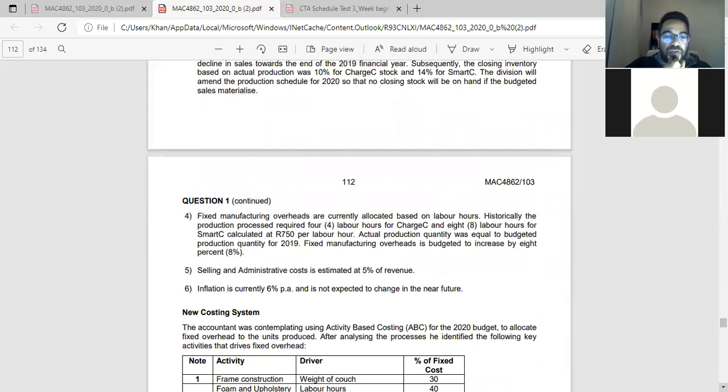So fixed manufacturing overheads are currently allocated based on labor hours. Very, very important when it comes to costing, to management accounting. What's important to take note in management accounting is the following.